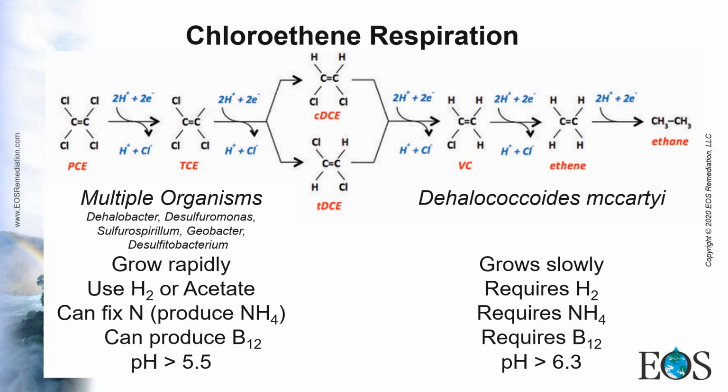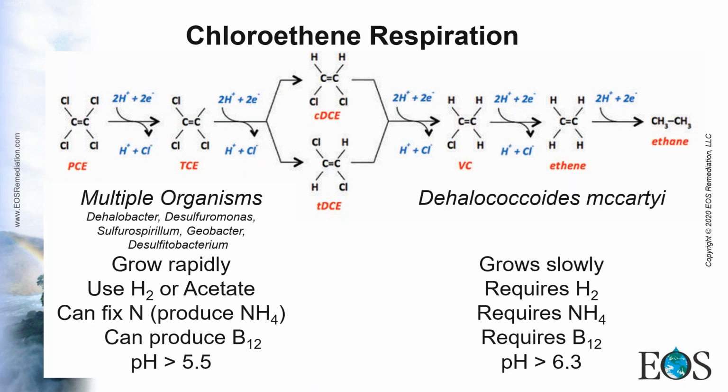Some of the research from Frank Loeffler's lab has shown that a number of these organisms can fix nitrogen out of the air, so you don't have to supply them with ammonia nitrogen. They can convert it into ammonia and use that in their metabolism, so that's a factor that doesn't limit. Many of these organisms can produce B12, so they won't be limited by that. And as I'll show you a little later, they tend to be less sensitive to low pH. I'll show you some graphs where people see really quite good PCE and TCE degradation down to pH 5.5.